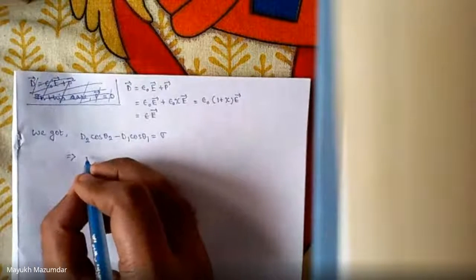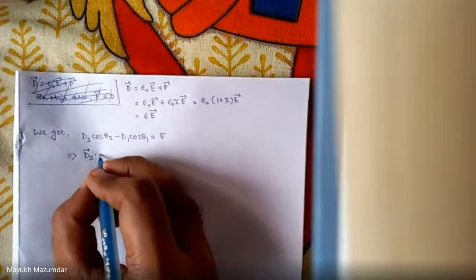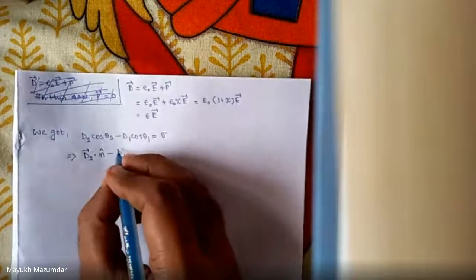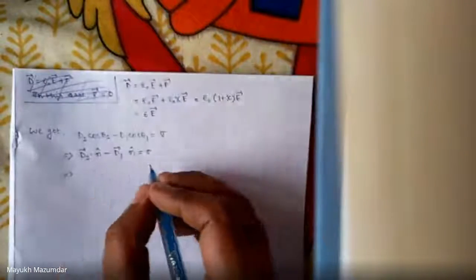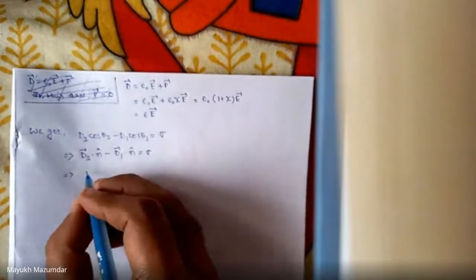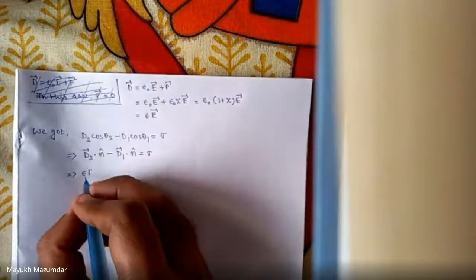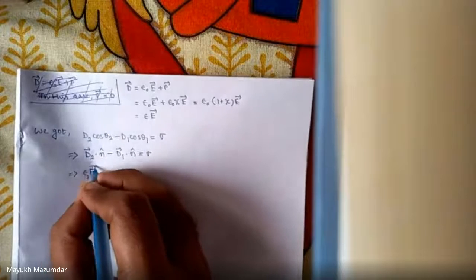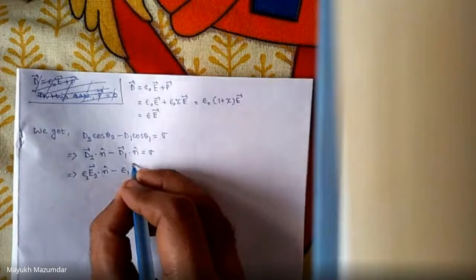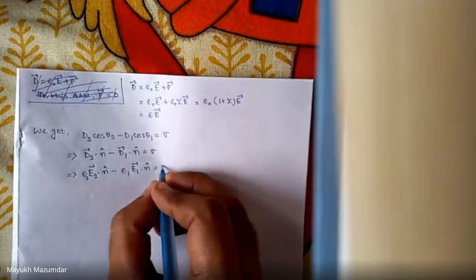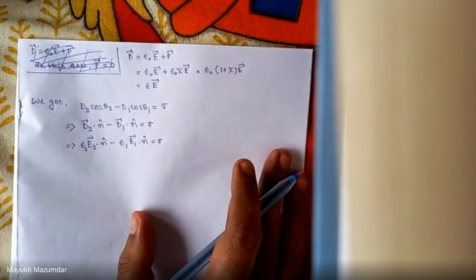This can again be written like this. Now D is equal to epsilon into E. So it would be epsilon 2 E2 dot n cap minus epsilon 1 E1 dot n cap equals sigma. This is how the condition will look for the electric field.